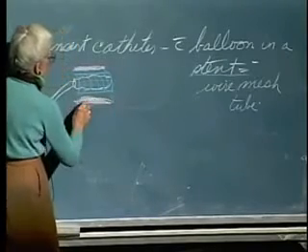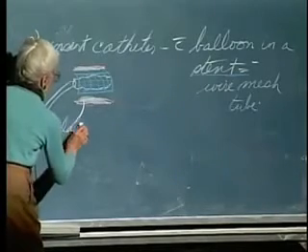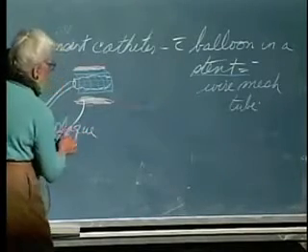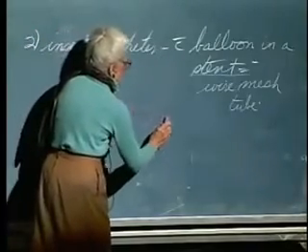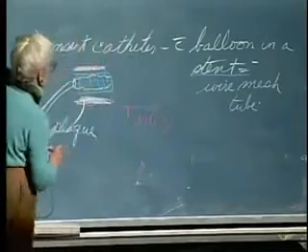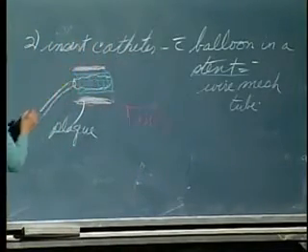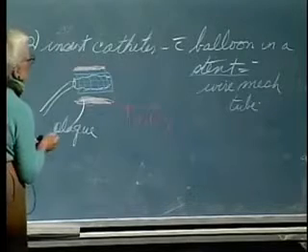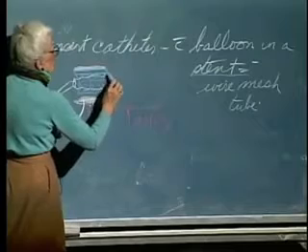So this is a plaque. This is my artery. When they get there, then they will inflate the balloon, and it will extend this stent up against the plaque.